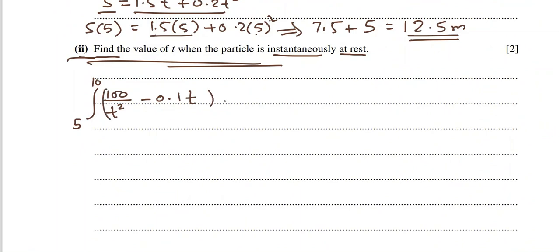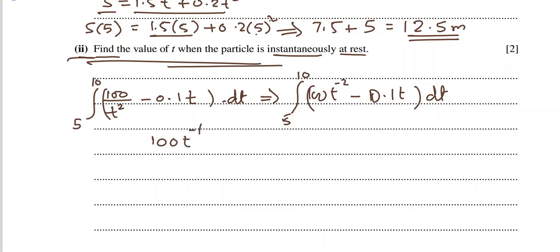dt. This is what we have to find. This will give us the distance. We already found the first 5 seconds. This will be the next 5 seconds. So let's rewrite this one as the integral from 5 to 10 of (100 t to the power minus 2 minus 0.1 t) dt. Now it will be easier to integrate this one. So 100 t to the power minus 1 over minus 1, minus 0.1 t square over 2, plus c. Okay, and that is s.